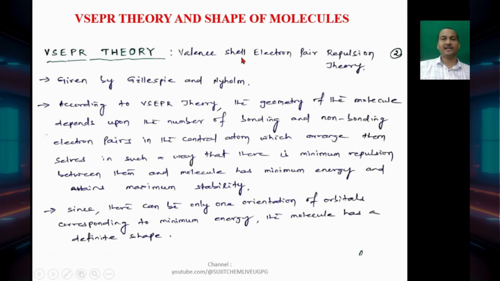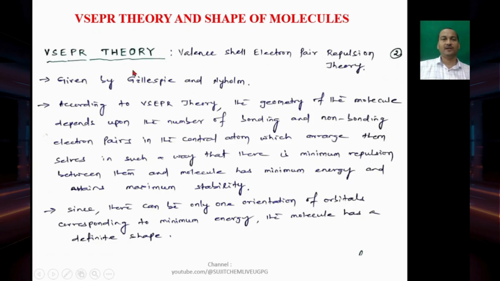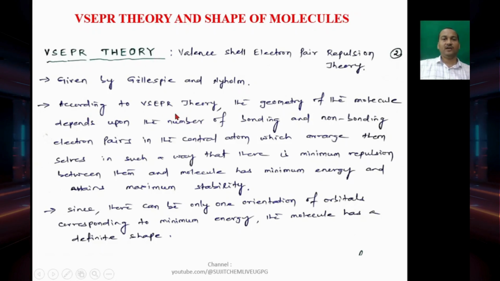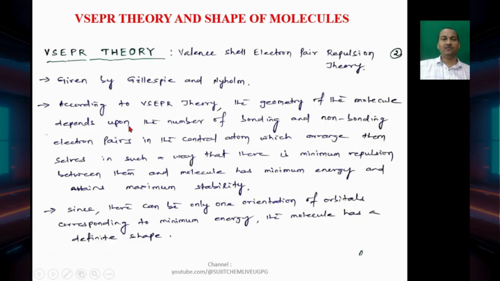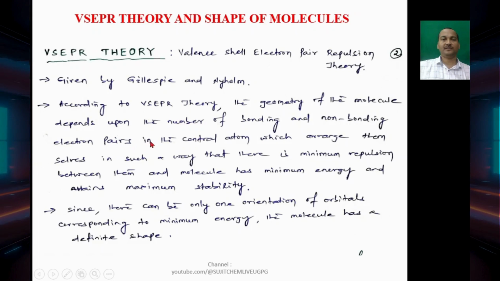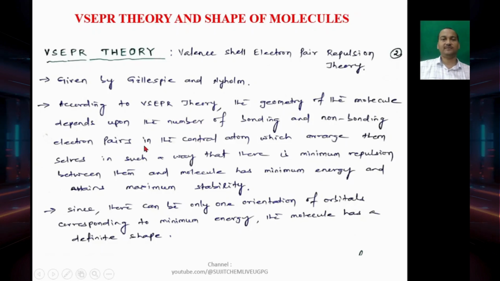The full form is valence shell electron pair repulsion theory, and this theory was given by Gillespie and Nyholm. According to VSEPR theory, the geometry of the molecule depends upon the number of bonding and non-bonding electron pairs, that is lone pairs, in the central atom, which arrange themselves in such a way that there is minimum repulsion between the lone pair and bond pair, and the molecule has a minimum energy and attains maximum stability. Since there can be only one orientation of orbitals corresponding to minimum energy, the molecule has a definite shape.